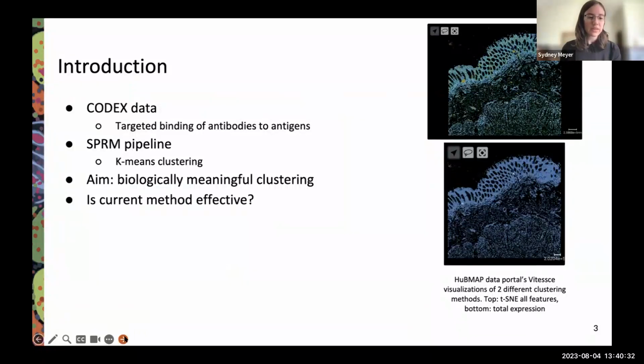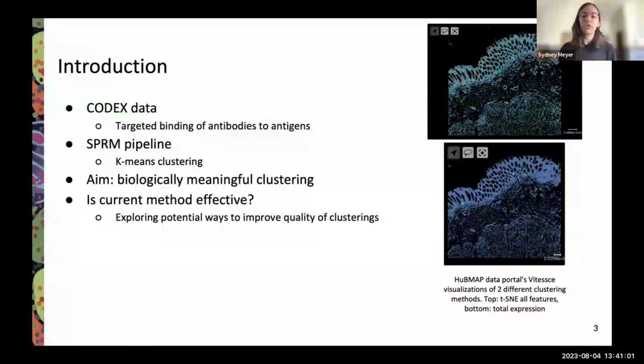So what we wanted to examine is whether this current method is effective, and explore some potential ways to improve the quality of these clusterings. As can be seen over here on the right, some of the test visualizations of a certain tissue sample featuring two different clustering methods. The bottom one here, which is based on total expression levels of the proteins, is the one that we focused on trying to improve.